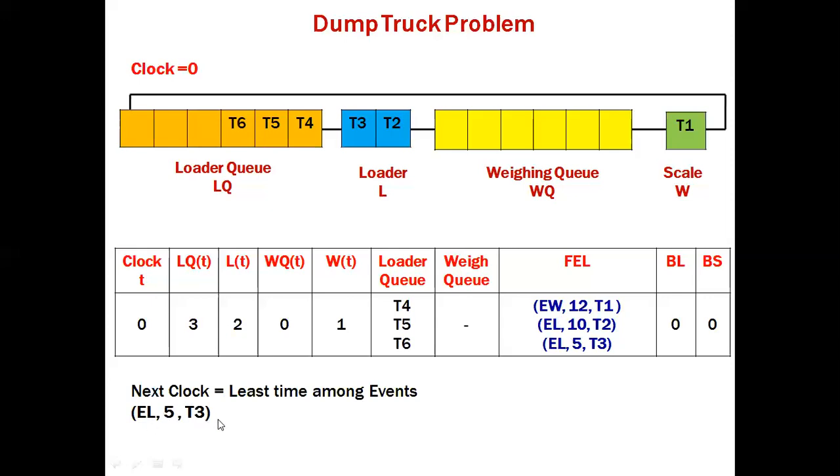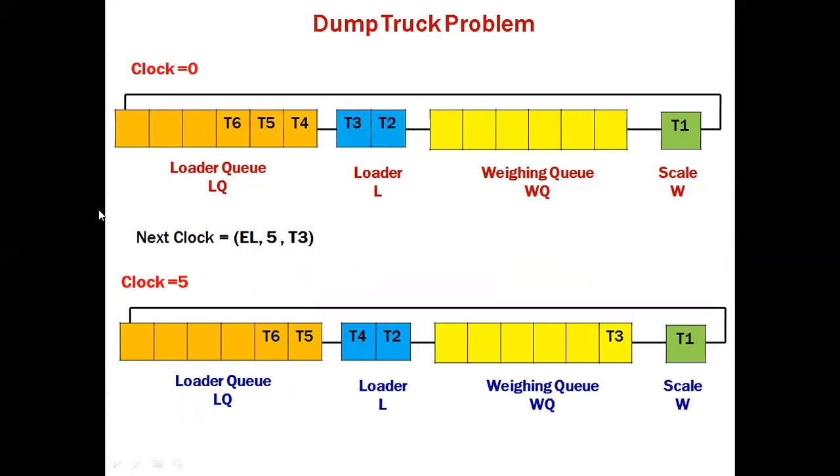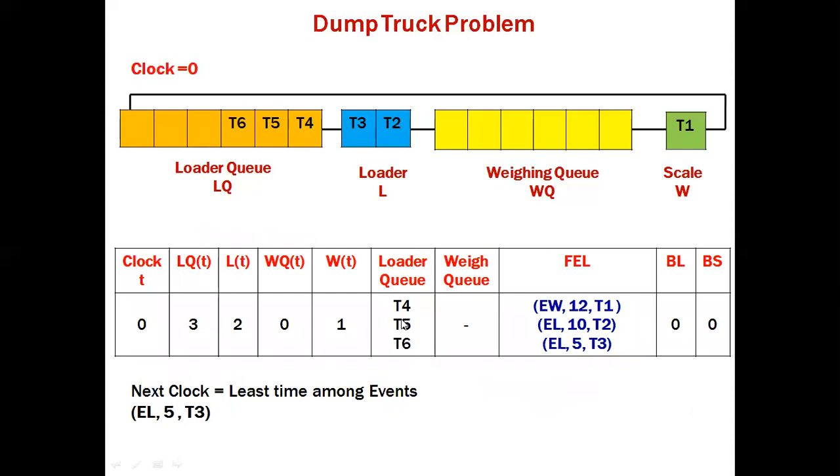EL5T3. Yeah, this you should be knowing. So according to this one, when the clock is 0, the values are like this. Now the next clock is EL5T3, right? So you change the clock to 5, and here we will just make a few changes. T1 is still in the scale, because look at this one, T1, at what time is it ending the weighing? At clock 12.